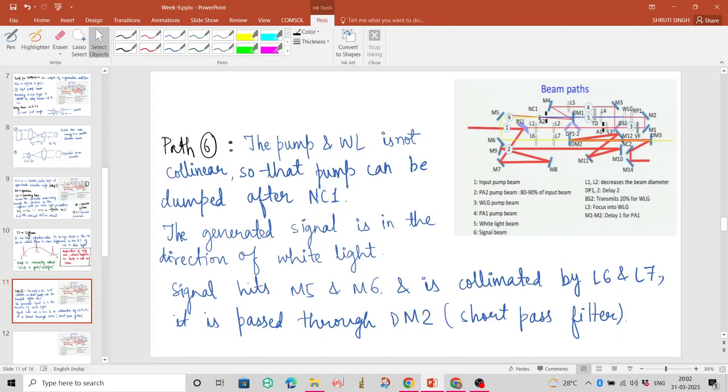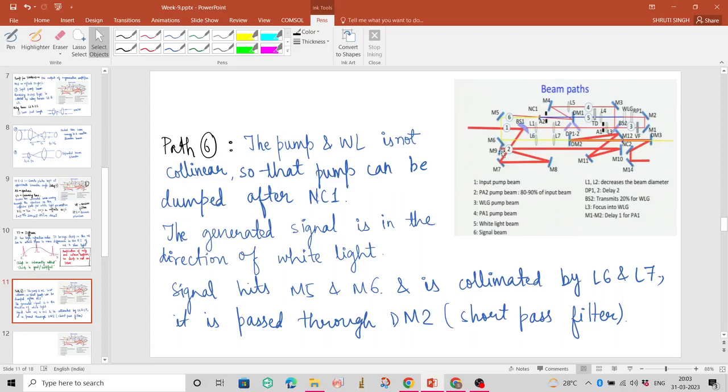Now we have to amplify this signal more. A moderate intensity gets generated after NC1. For amplifying, there is a second crystal here. Now we have one part of our pump beam still remaining in the setup, which is this part, the PA2, the post pre-amplifier pump beam.